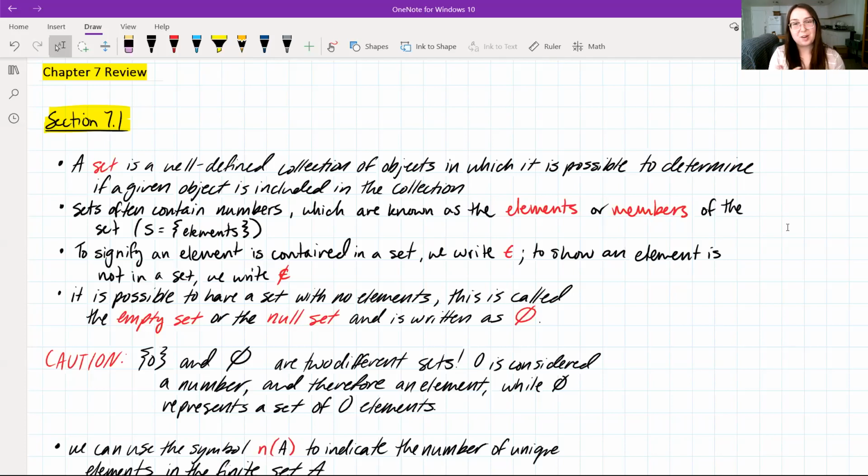So a word of caution to build on this: the set containing 0, that is 0 within curly brackets, and the empty set are two different sets. 0 is considered a number and is therefore an element. It is an element because it is inside of our curly braces, so therefore it is an element even though it is 0. It doesn't really matter what it is, it's just inside the set, so it's considered an element. While the empty set represents a set of 0 elements.